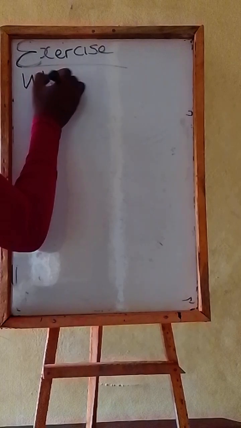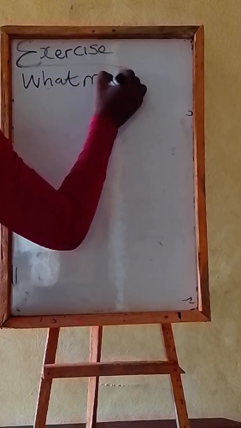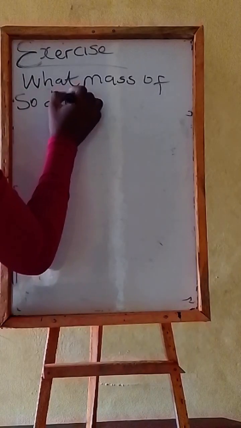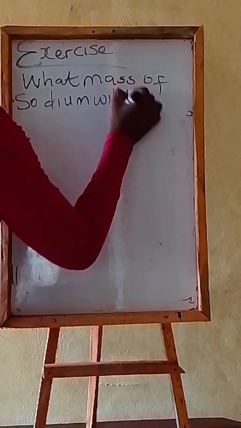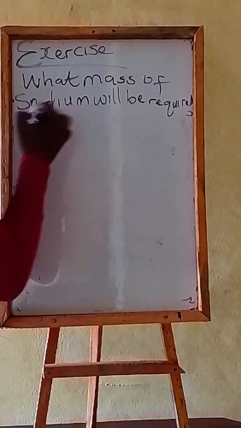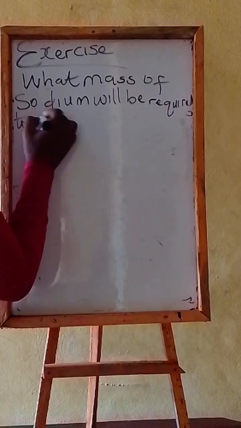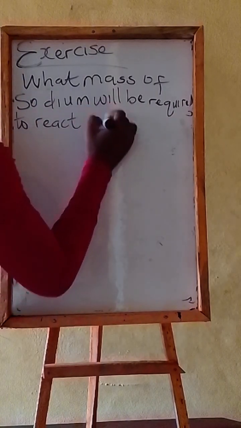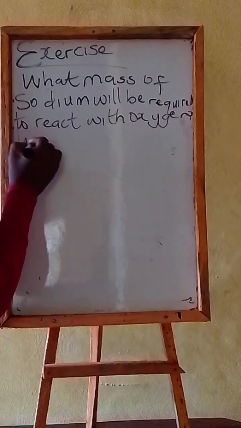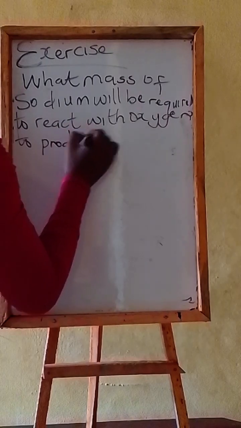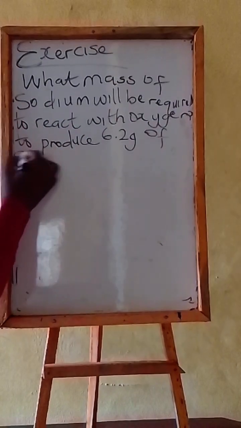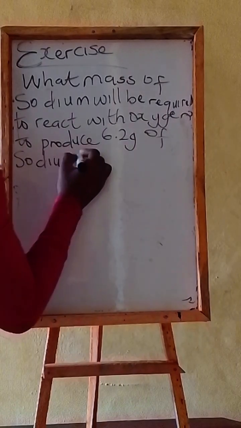What mass of sodium will be required to react with oxygen to produce 6.2 grams of sodium oxide?